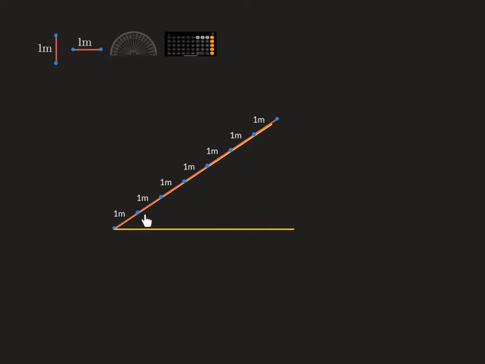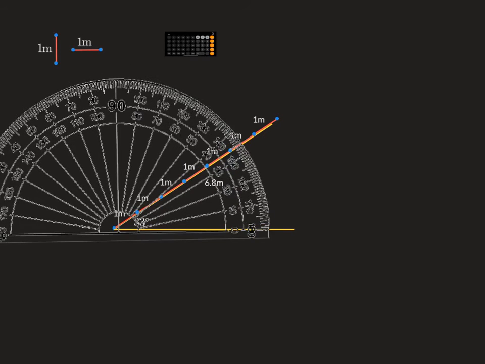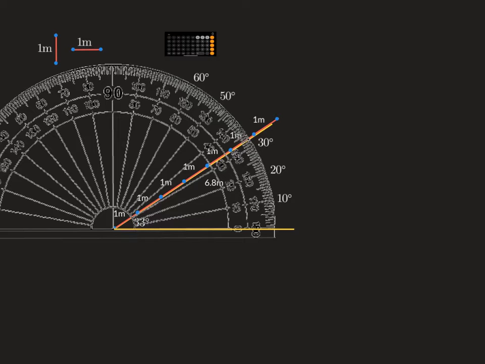Alright, let's just start off with a ramp, just some normal ramp. And I have here a meter stick, so this is 1 meter long. So I'm just going to measure the length of my ramp here. It looks like it's 1, 2, 3, 4, 5, 6, about 6.8 meters long. And this angle here is 33 degrees.